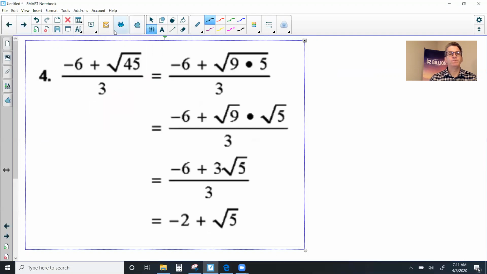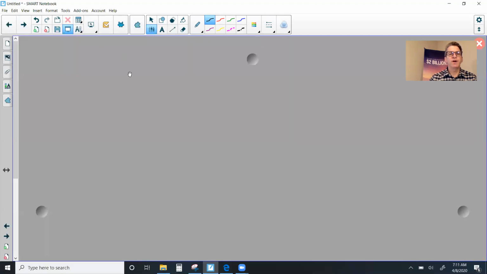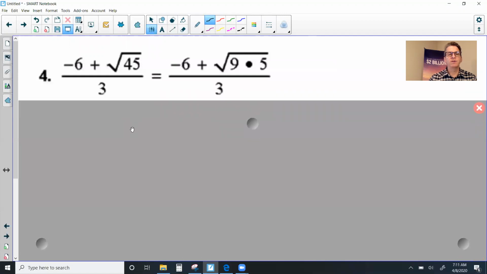Number 4, similar simplifying radical expressions. You have -6 plus the square root of 45, all of that divided by 3. So we're going to focus on the square root of 45 first, which is 9 times 5. 9 times 5 is 45. Now, why do we choose 9? Because 9 is our perfect square again. So thinking of the square root of 9, we can simplify that down to 3.